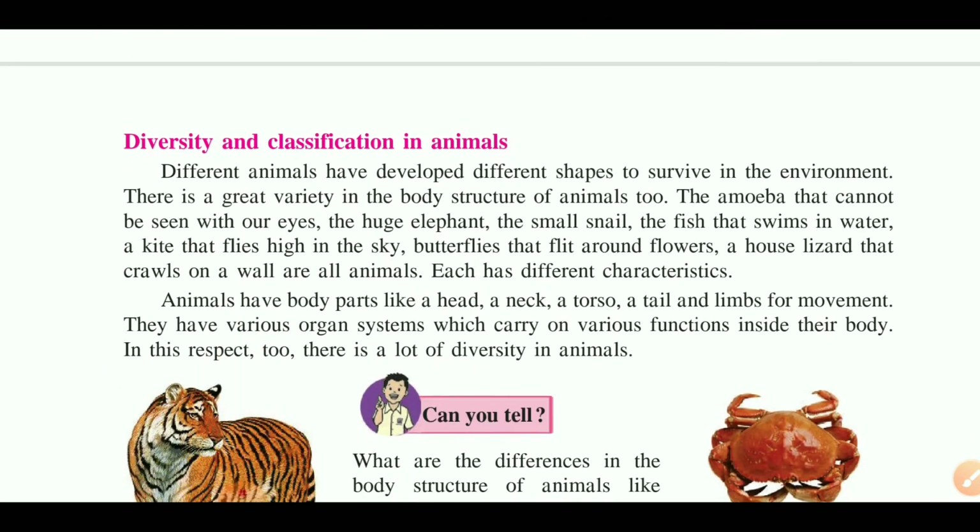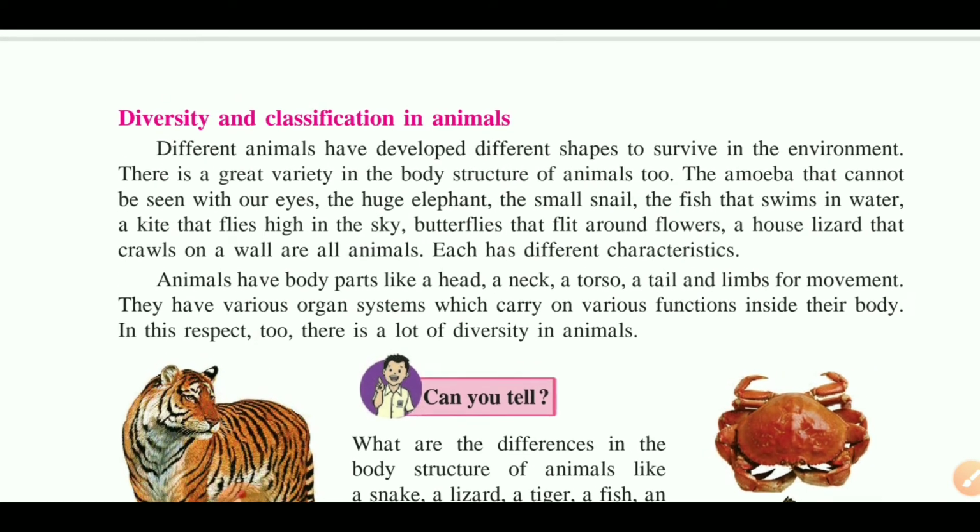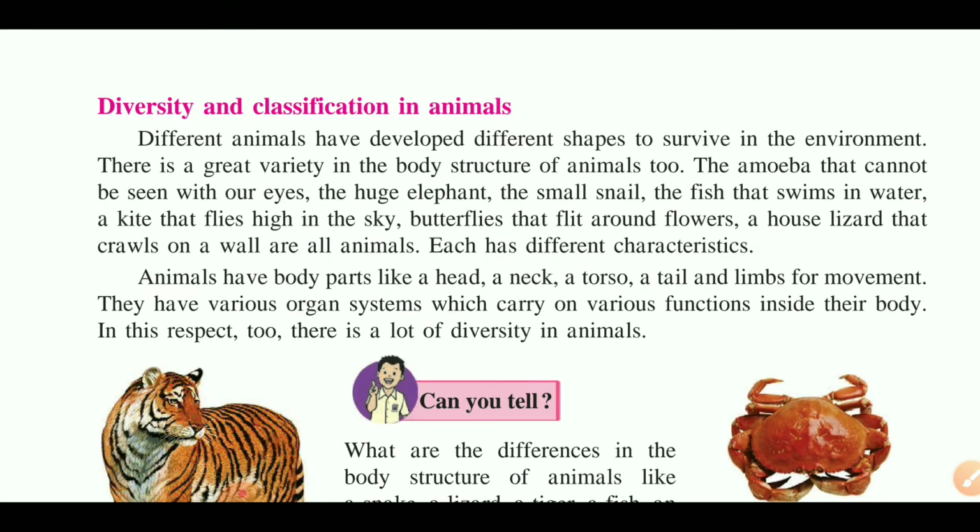Now diversity and classification of animals. You learned in the first part about diversity in animals and plants, but we have to learn classification of animals now. Now different animals have developed different shapes to survive in the environment. There is a great variety in the body structure of animals too. The amoeba cannot be seen with our naked eyes. Means you have to see it with a microscope only.